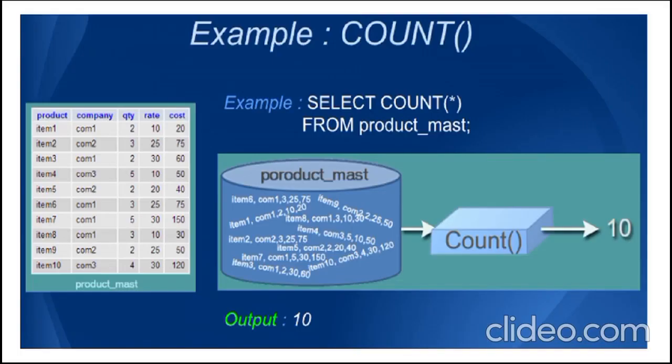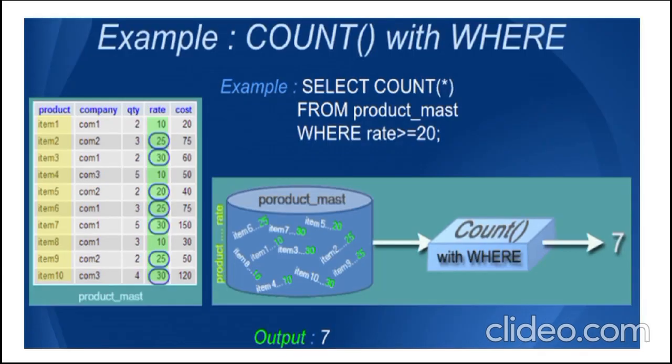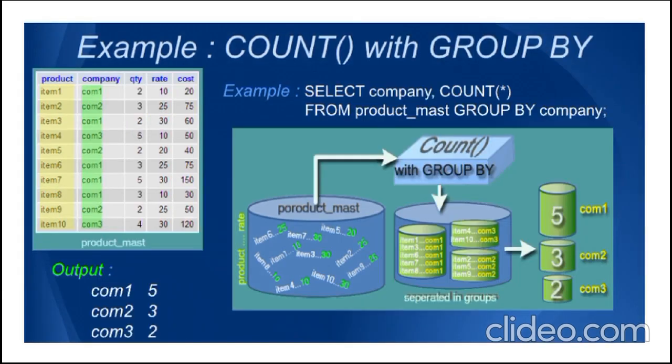Count. Select count from product_mast. It is used to count the products. The number of products is 10. Output 10. Count with where. Select count from product_mast where rate is greater than or equal to 20. In the table, I have circled the numbers greater than 20. Output 7. Count with group by. Select company, count from product_mast group by company. Column 1: 5, column 2: 3, column 3: 2.